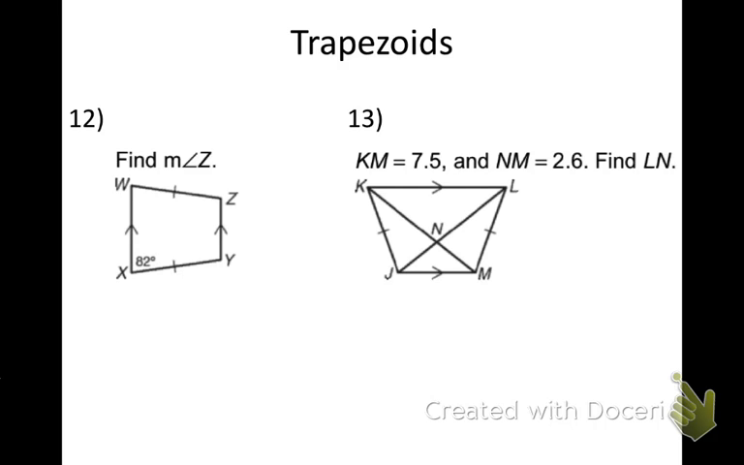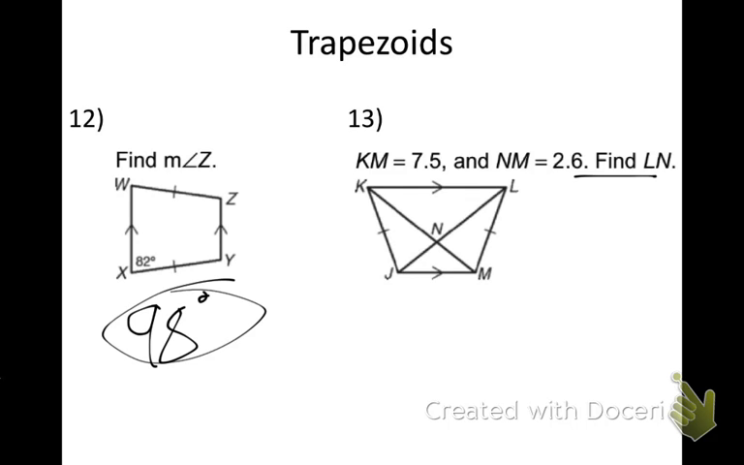All right, number 12 here. Measure of angle Z is how many degrees? Tyler, what do you say? 98 degrees. Nice job, sir. And the distance for LN. So Z was 98 degrees.